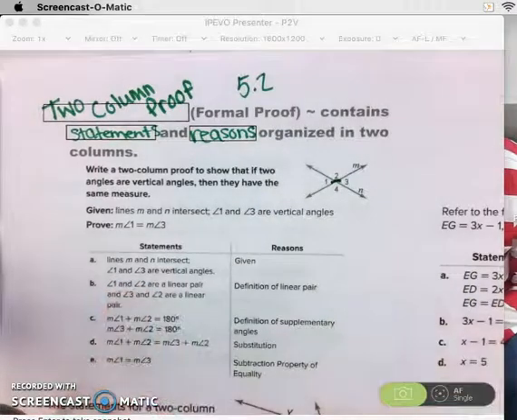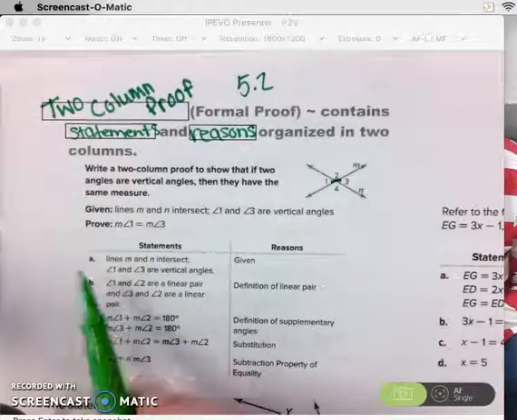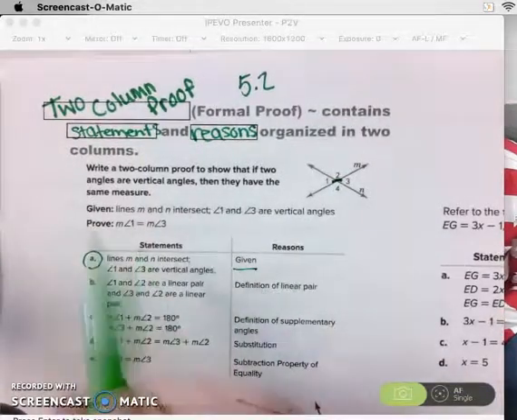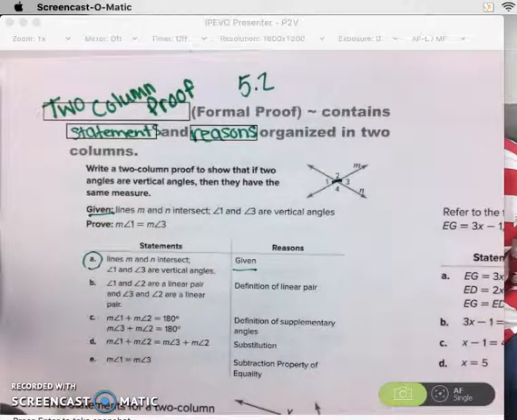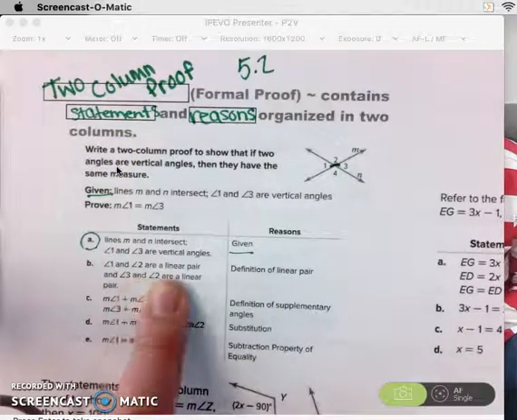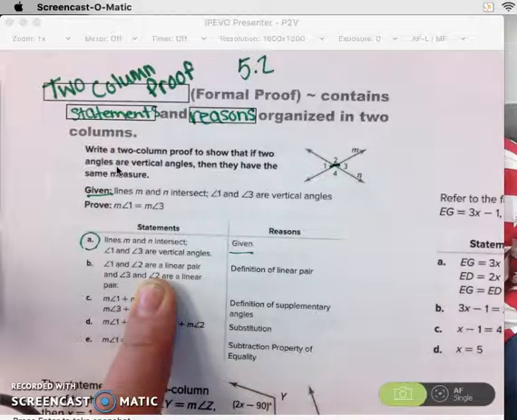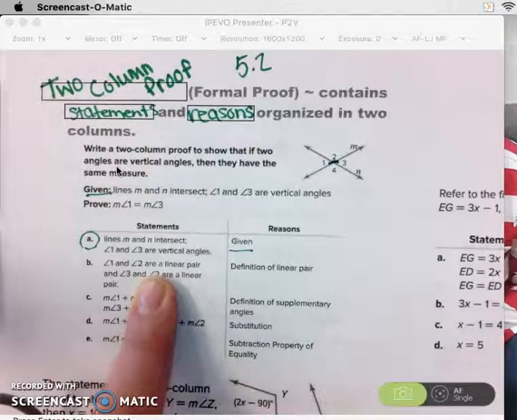The first one is going to be the easiest. The first one is always going to be your given, so whatever you're given up here, you just restate. The next one, 1 and 2 are a linear pair. Sometimes in geometric proofs, you're going to have to figure out what a linear pair is. It might be something we haven't even talked about this year. If you don't know something, look it up.